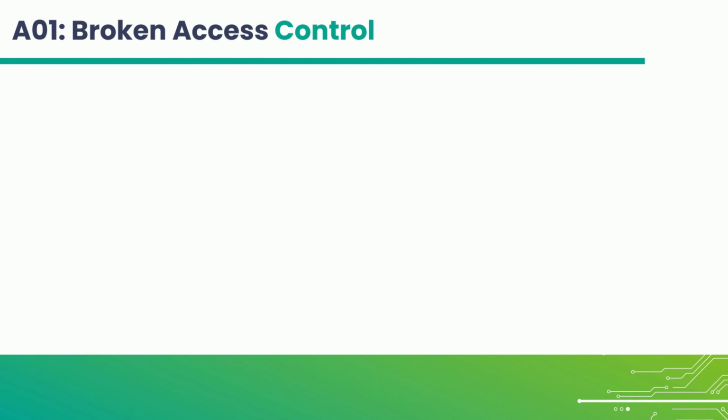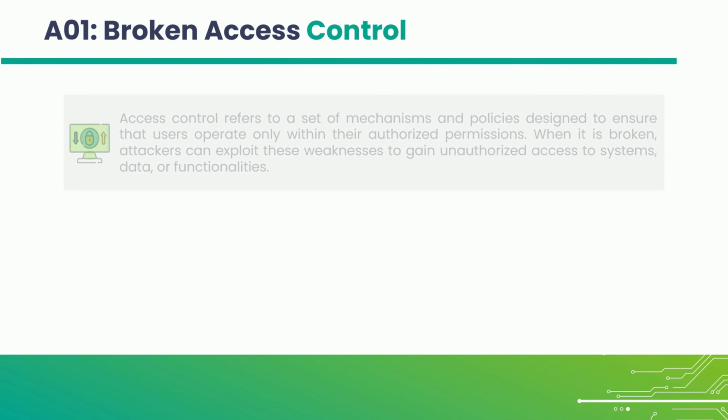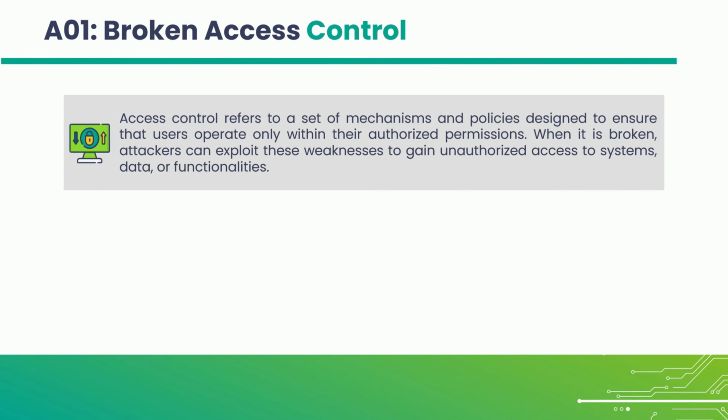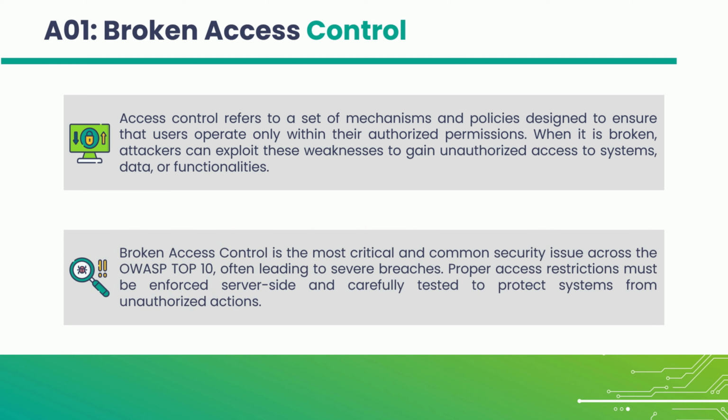All right, let's start with some definitions. Broken access control refers to flaws in the rules that enforce what users can do in an app. When these controls fail, attackers can access data or functions they shouldn't. OWASP lists this as a critical risk because it often leads to major data breaches and privilege abuse. Remember that access control should always be enforced server-side.